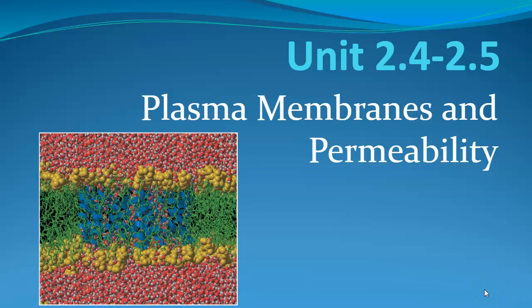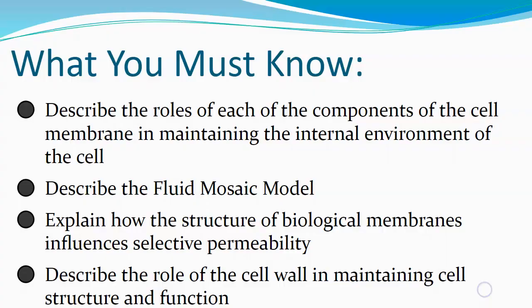Okay, everybody. So now that you have learned the cellular organelles, now we're going to focus on the plasma membrane and how it is able to allow certain things to enter and exit using its selective permeability. So things you're going to need to know in this section are basically understanding what the components of the cell membrane are and how it's able to then maintain the internal environment that it does in the cell.